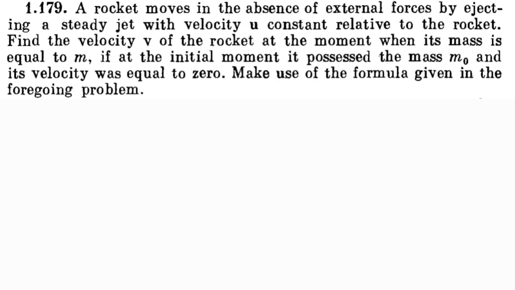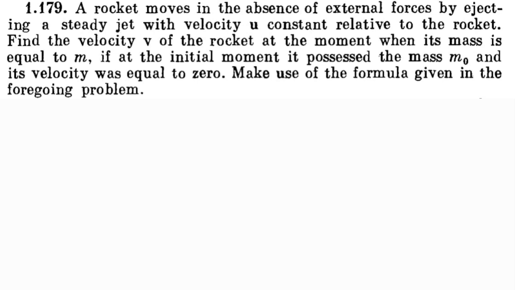The problem states: a rocket moves in the absence of external forces by ejecting a steady jet with constant velocity u relative to the rocket. Find the velocity v of the rocket at the moment when its mass is equal to m, if at the initial moment it possesses the mass m0 and its velocity was equal to 0. Make use of the formula given in the foregoing problem.